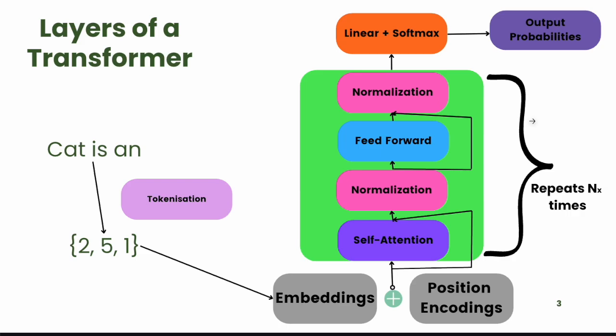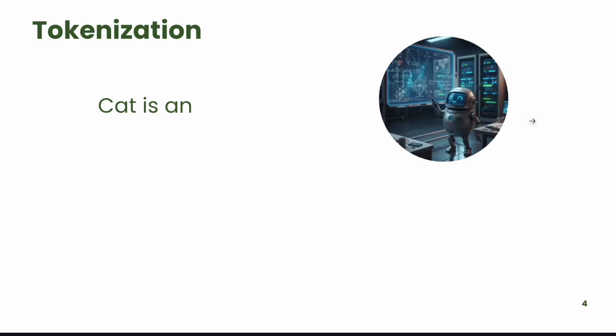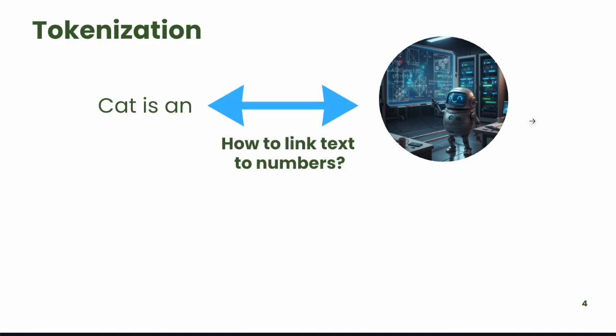So let's get started with tokenization. This is something that I already discussed in the previous slide. We have a sentence, which in this case consists of three words. Our model, on the other hand, can only work with numbers. So the model operates in the background with matrices and vectors. So there is some form of a mismatch, right? On one hand, we have text, and on the other hand, we have matrices and vectors. And tokenization tries to connect these two worlds. This is the whole idea behind tokenization: how to link text to numbers.